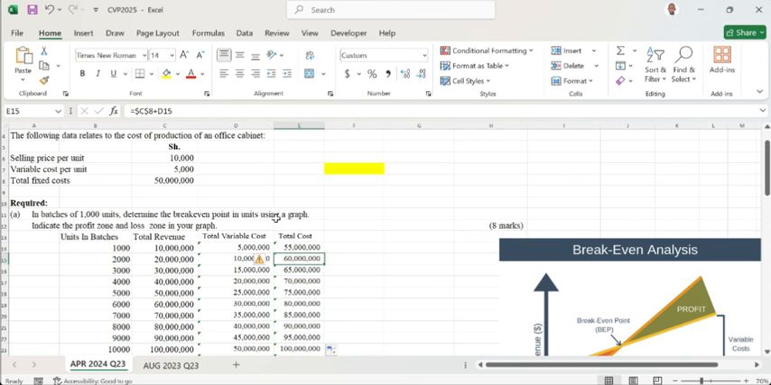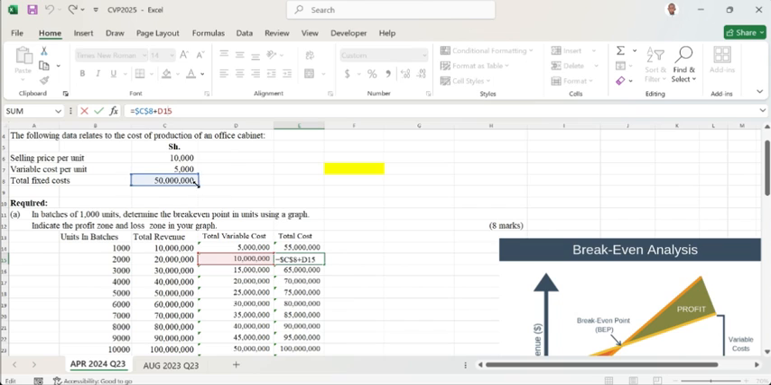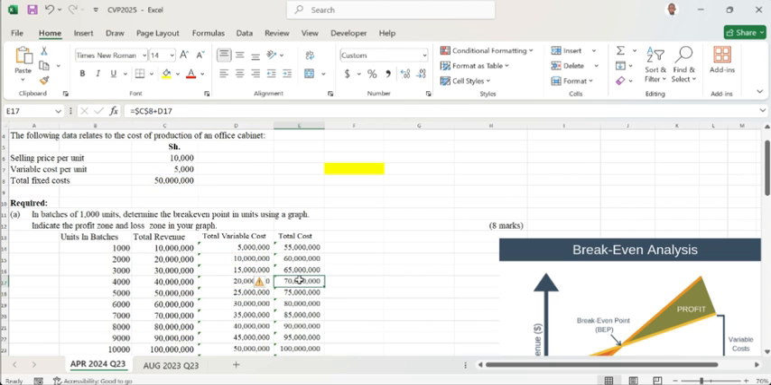Has anybody got lost? The reason I fixed it is that fixed cost doesn't change depending on the number of badges that we produce, so it remains constant. But if variable cost changes, everything here changes except the 50 million. So that's how we have found the total cost.